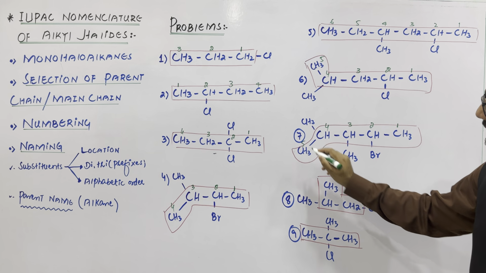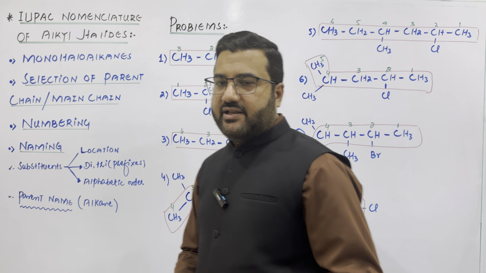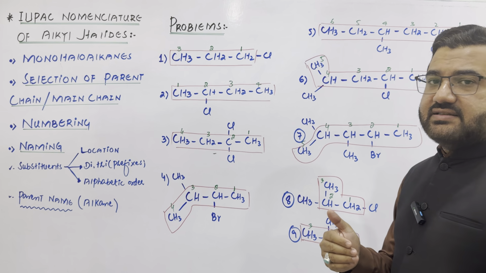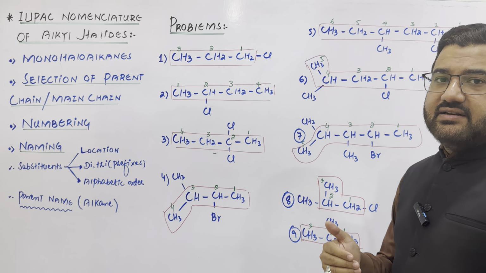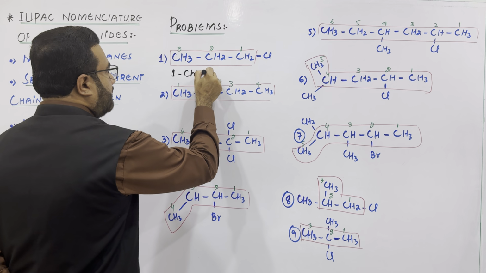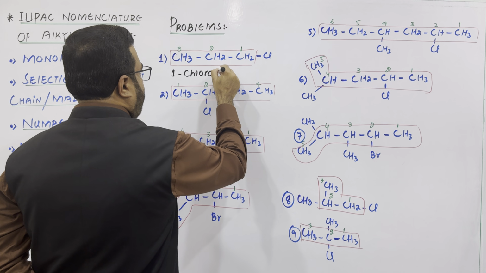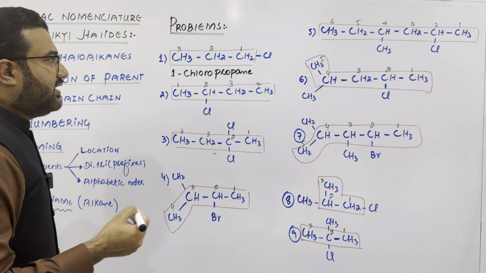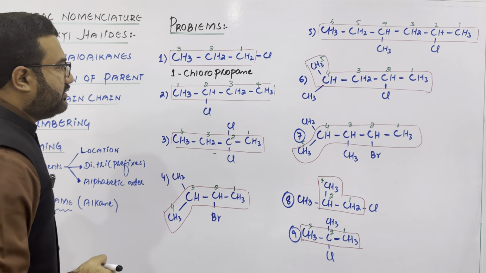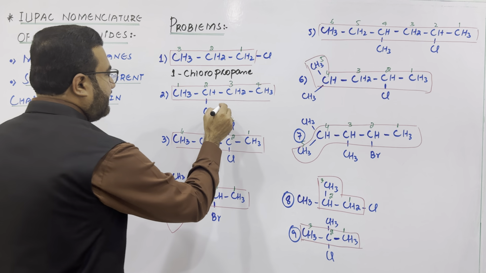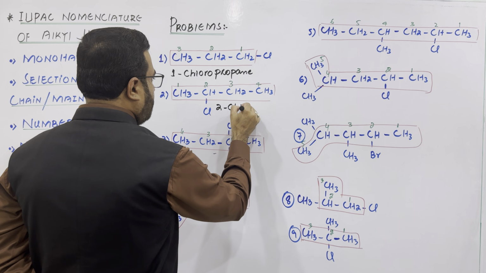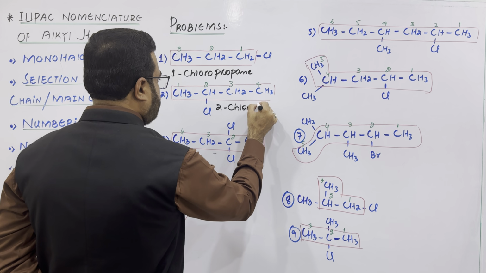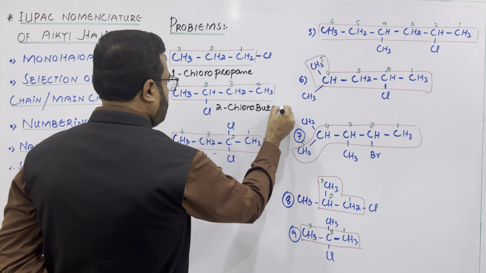So after giving numbers to the carbons in the parent chain, now let's start naming. And naming is that first of all, you will consider the halogen also as a substituent. So in this first example, the substituent is chloro, and that is attached to the first carbon. So it will be 1-chloropropane, because the parent chain has 3 carbon atoms, so the alkane having 3 carbon atoms is called propane. In the second case, that will be 2-chlorobutane.